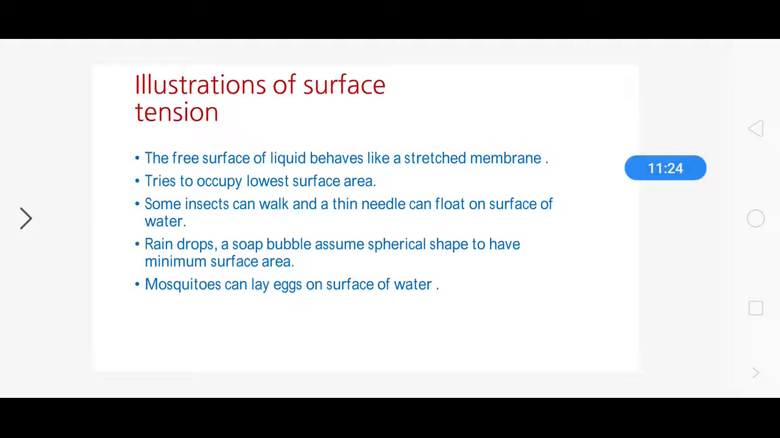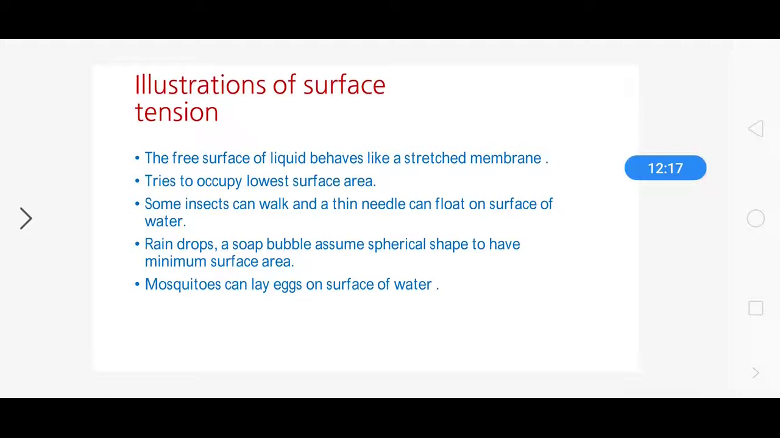And the raindrops, or if you observe the soap bubble, they are always in spherical shape. Why? Because due to surface tension, there is a pulling force acting on the surface in such a way that they try to occupy lowest surface area. So among all the shapes, the spherical shape has lowest surface area. So that's why all the soap bubbles or raindrops, if you observe the water drops in the winter season, they are in spherical shape. Why? Because they try to occupy lowest surface area due to the pulling force. There is always some force acting normal to the imaginary line drawn on the surface of the liquid, and it tries to pull that in such a way that they occupy lowest surface area.